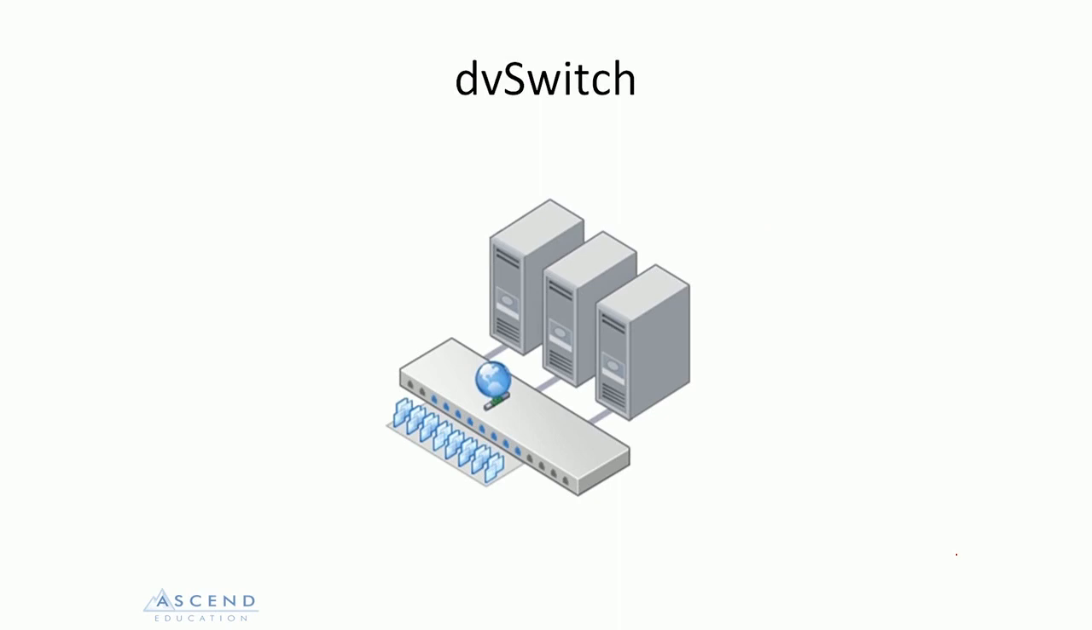The key advantage of a VD switch is the fact that it makes administration of the virtual network much easier. Instead of configuring and managing multiple standard vSwitches separately, you can make a configuration change just once to a VD switch and have that change applied to all the virtual machines connected to it, regardless of which ESXi host they're running on. This ensures all of your configuration settings and policies are consistent across all of your hypervisors.